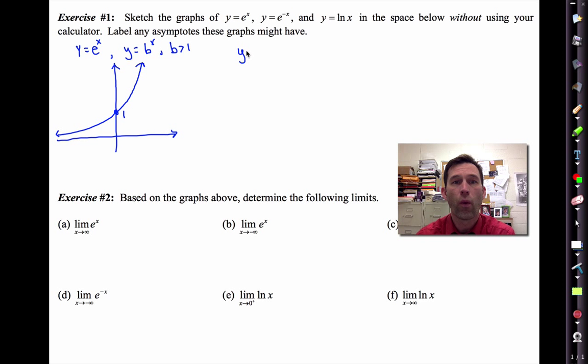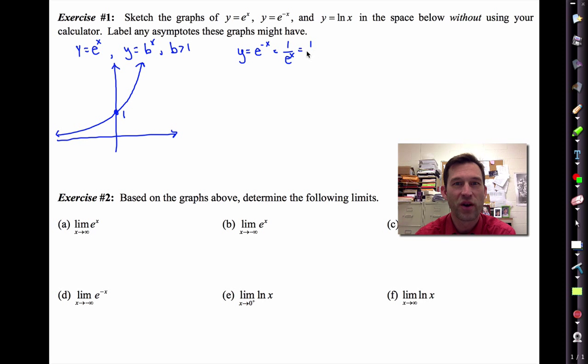Now, you can think about y equals e to the negative x in lots of different ways. One way to think about it is if you've studied reflections across the y-axis, we know that anytime we negate the input, it's going to reflect the graph across the y-axis. That's one way to think about it. What graph? The graph that we just drew. Or, and this is a neat way to think about it, you can also think about it as 1 divided by e to the x.